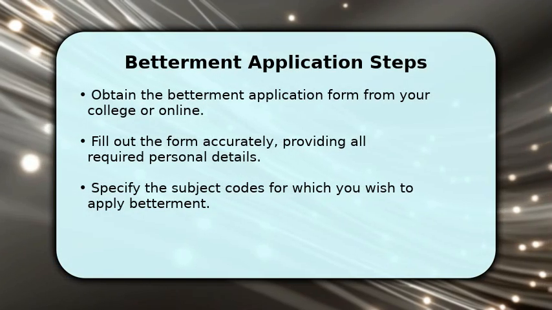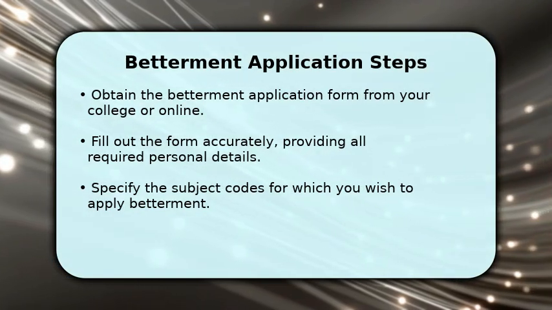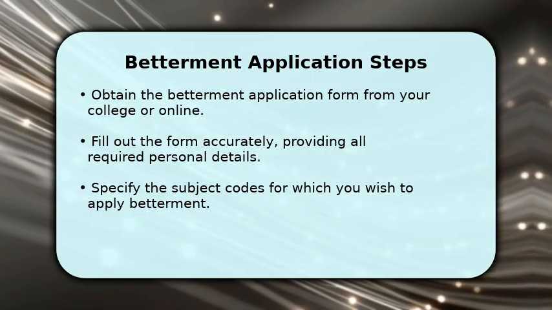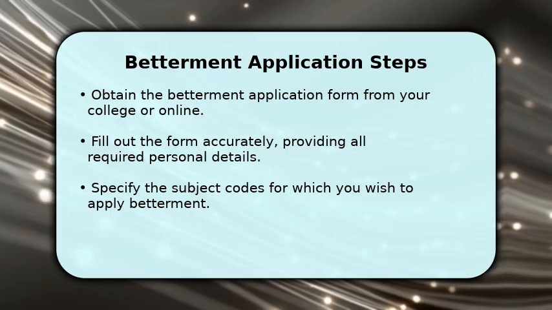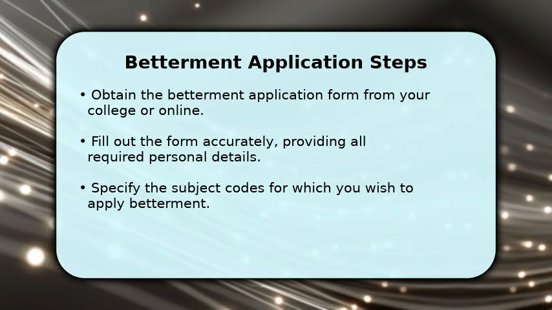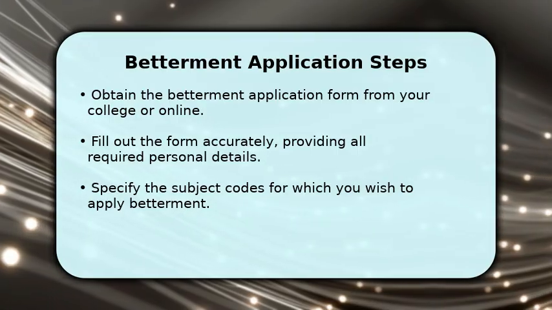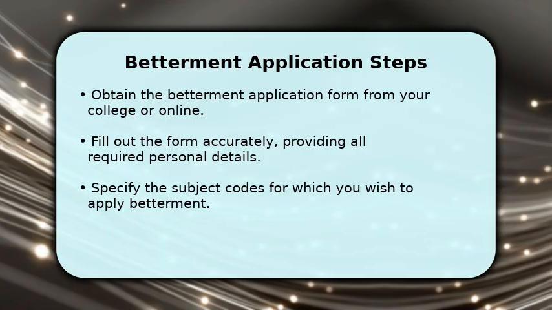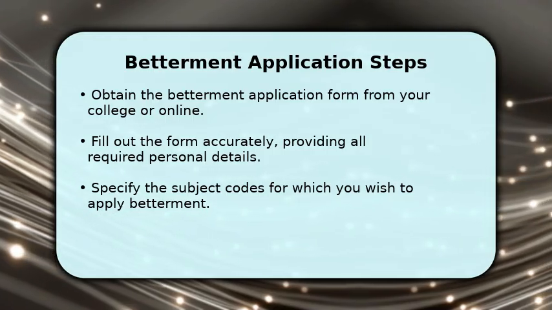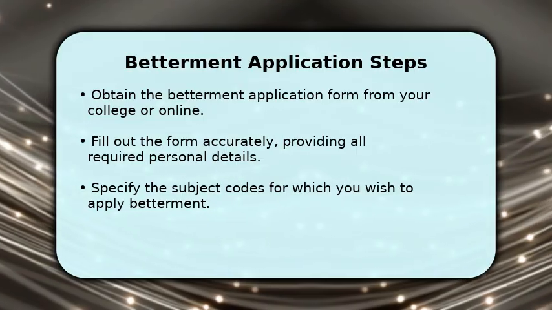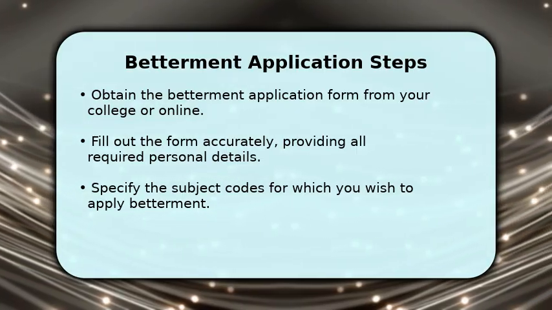The application process is straightforward. Begin by obtaining the official Betterment application form. This form is usually available at your junior college or can be downloaded from the official AP Board website. Carefully fill in all the necessary personal information and academic details. Make sure to clearly indicate the specific subject codes for which you intend to apply for Betterment, ensuring accuracy.